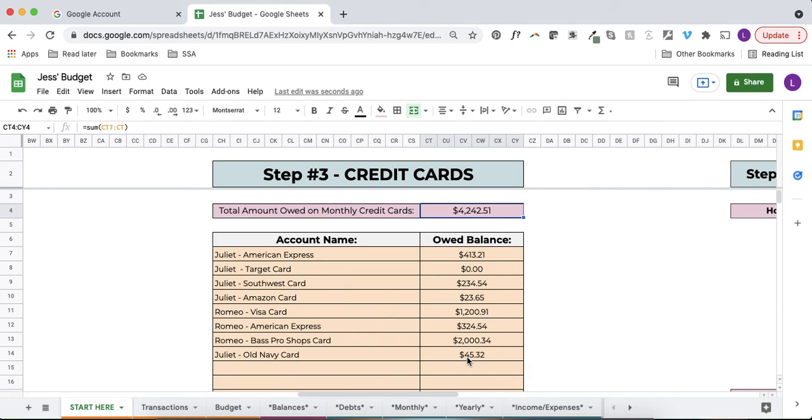So now you've entered in all of your credit cards. You've entered in the amount you owe as a positive value. The number here will also be a positive value, but we know in our hearts that that actually means I owe that money, that I don't actually have that money. So now you've done step number 3, and the next one we're going to go on to step number 4.